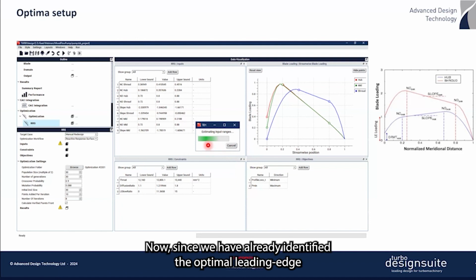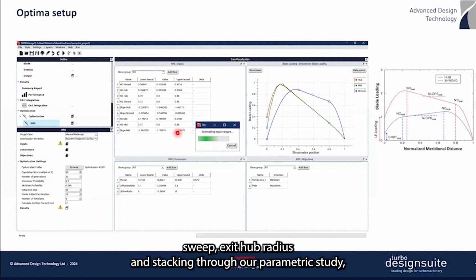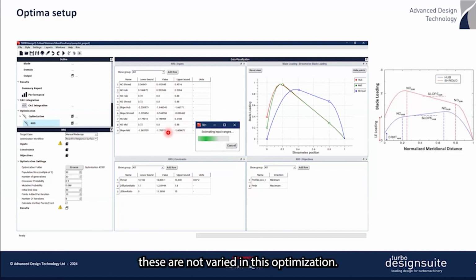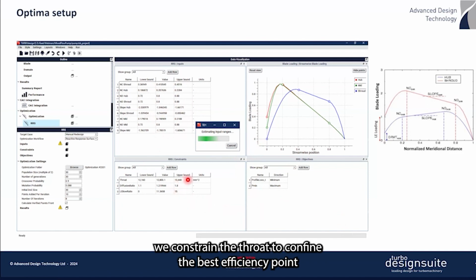Now, since we have already identified the optimal leading edge sweep, exit hub radius, and stacking through our parametric study, these are not varied in this optimization. And then these are the constraints that are used. So we constrain the throat to confine the best efficiency point, and the overall diffusion ratio to avoid flow separation, and also the leading edge bow ratio to limit the blade stress.